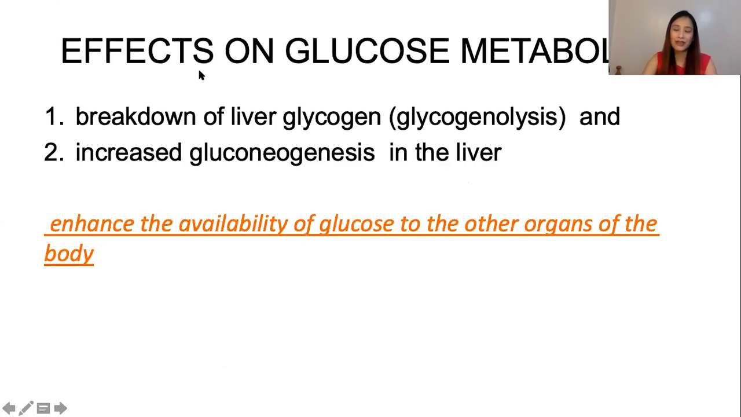So what are the effects of glucagon on glucose metabolism? Its effect is breakdown of liver glycogen, or glycogenolysis, and increased gluconeogenesis in the liver. The net effect of glycogenolysis and gluconeogenesis is to increase blood glucose levels in order to enhance the availability of glucose to the other organs of the body.